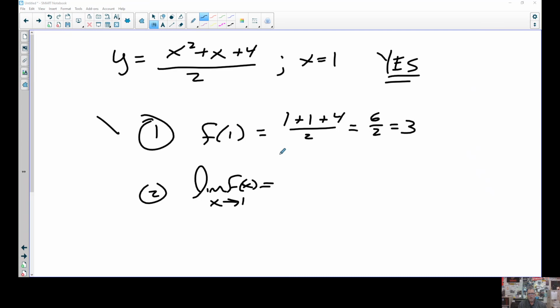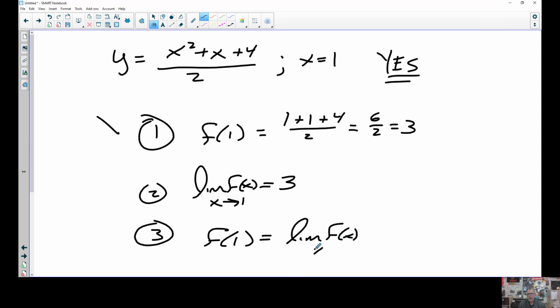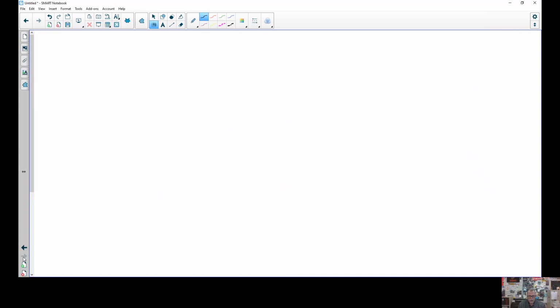So it would appear that our limit as x approaches 1 is 3 as well. And again, we can say then that f of 1 equals the limit of f of x as x approaches 1. And this would pass. So we're good. All right. Again, you're going to get a variety of these examples. We'll go through any problems you have tomorrow, but please try to follow that 1, 2, 3 approach.